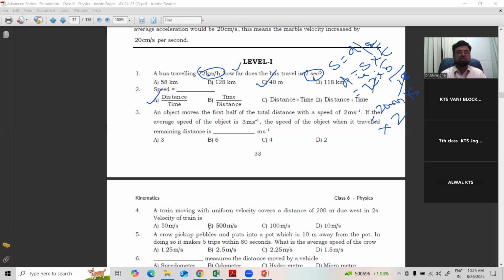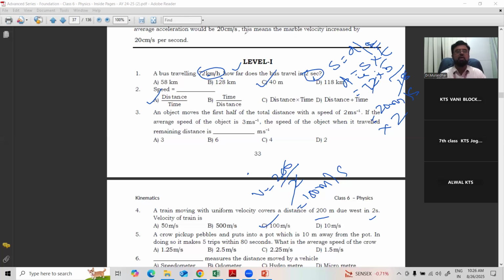So velocity is equal to, see the fourth one, velocity: distance by time. 200 is the distance and time is 2 seconds. So 100 meter per second, clearly there. Okay. So like this you can solve each and everything.